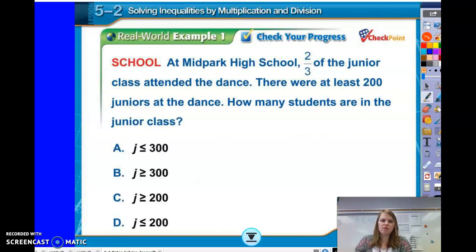How about the next one here? At Mid-Park High School, 2/3 of the junior class attended the dance, and there were at least 200 juniors there. How many students are in the junior class? So we're saying 200 or more, could be greater than 200. Write an inequality and then solve it. When you're ready, pause right here, and then when you're ready, hit play.